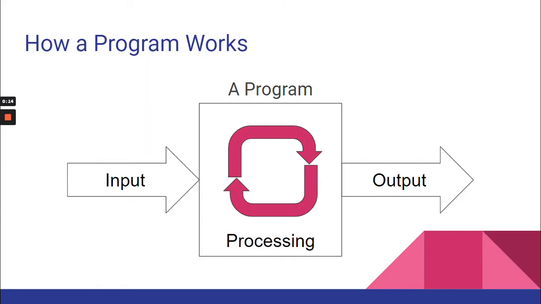How a program works. All programs have 3 key components. This overall diagram is a very basic sketch of a program. A program takes some kind of input, processes that input, and then generates some kind of output.